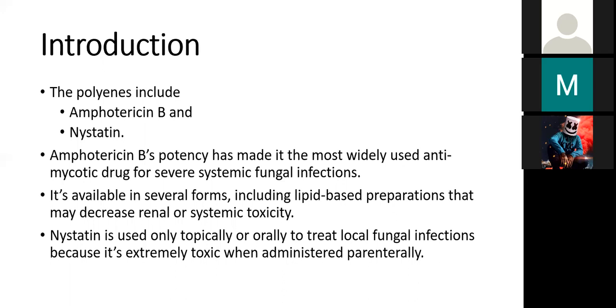The prototype is amphotericin B and then Nystatin. Amphotericin B is widely used for severe systemic fungal infection. When we talk about systemic fungal infection, we are talking about fungal infection that is generalized, maybe causing sepsis or causing meningitis. It's available in several forms, and there are also lipid-based preparations, and these may decrease renal toxicity. Then Nystatin is only used topically or orally.